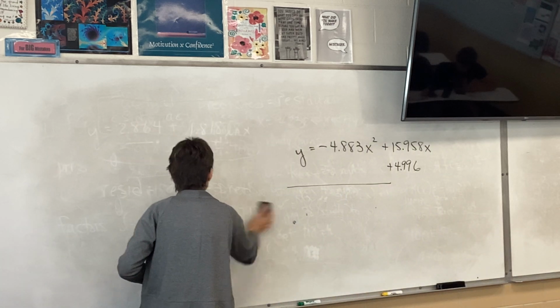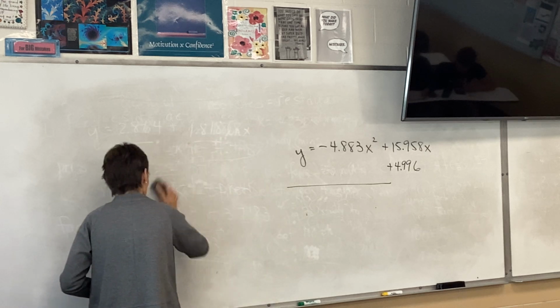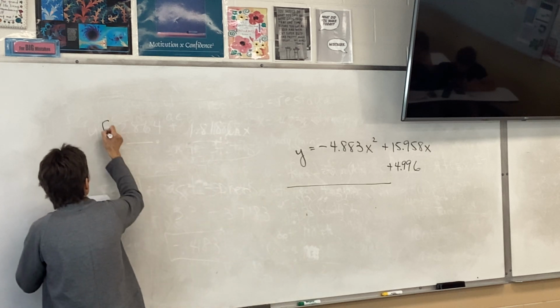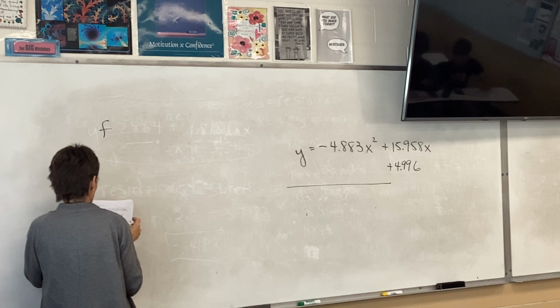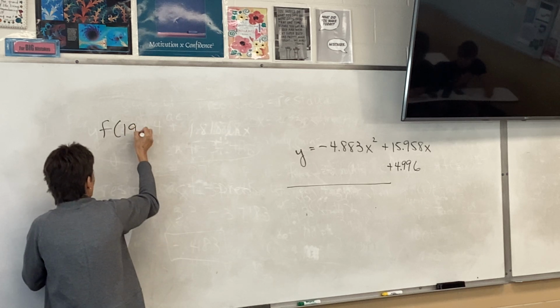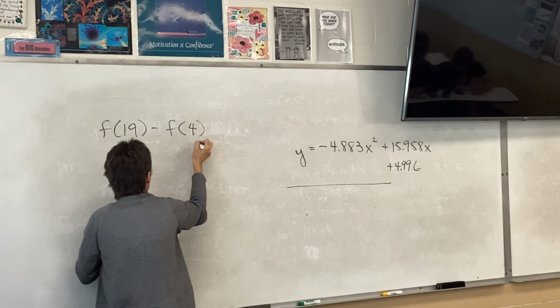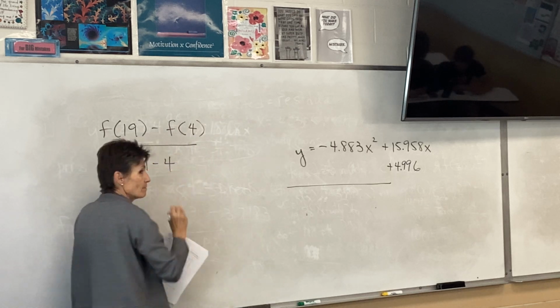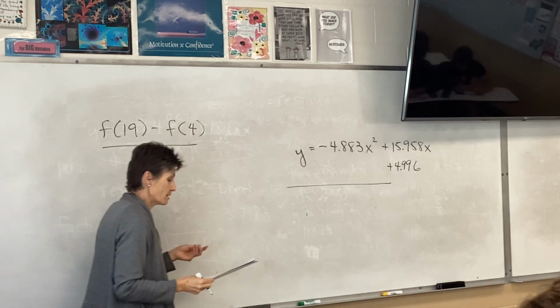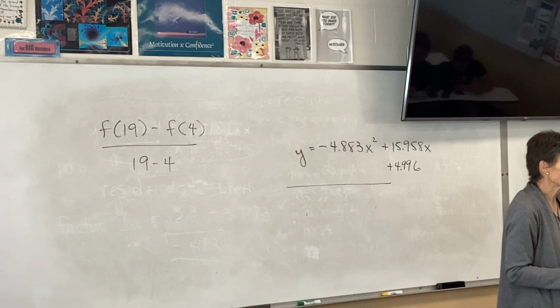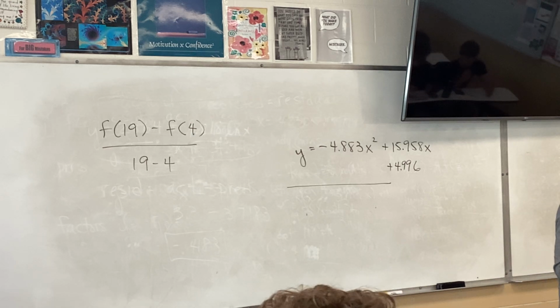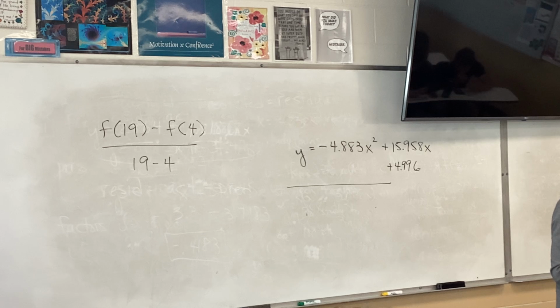Okay, we are not freaking out. How do you find average rate of change? So it'll be F of 19 minus F of 4 over 19 minus 4. Now, why am I using those numbers? Because what is my X, my T, supposed to be? Years since 2000. So wouldn't 2004 be 4? And 2019 would be 19?